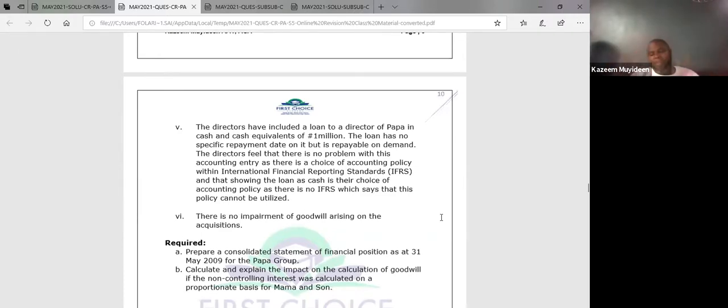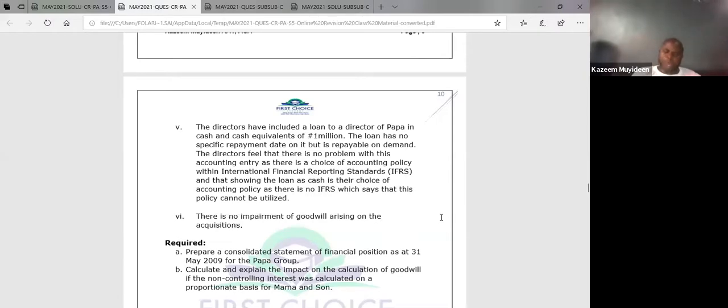Now, what do we mean by piecemeal acquisition? Piecemeal acquisition means the first acquisition does not give control. Subsequent acquisition gives control. But in the exam, they cannot test you more than 2. In practical life, it could be more, but I'm sure in the exam, they cannot give you more than 2.